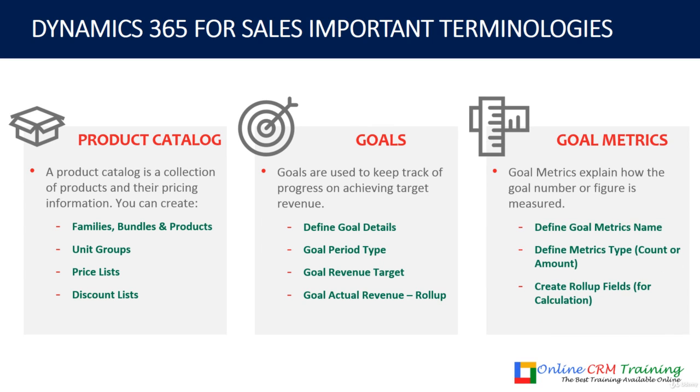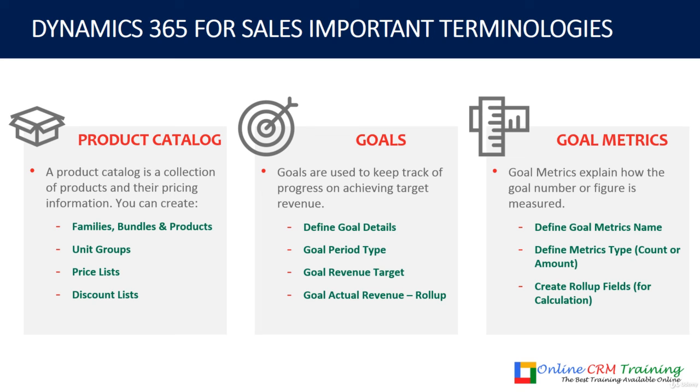You also have something called goal metric. So the goal metric explains how the goal number or figure is measured, right? So you define the goal metric name, then you define how it will be measured. Is it in the count or is it in the amount? For example, if you're giving a goal to the salesperson, then you need to give it in an amount, right? So you need to achieve $100,000 in this quarter. So that is the amount.